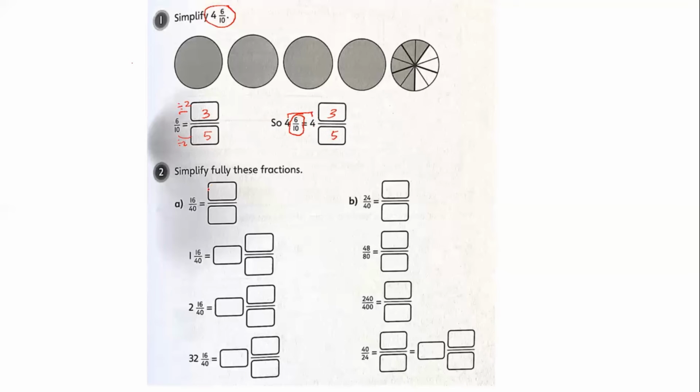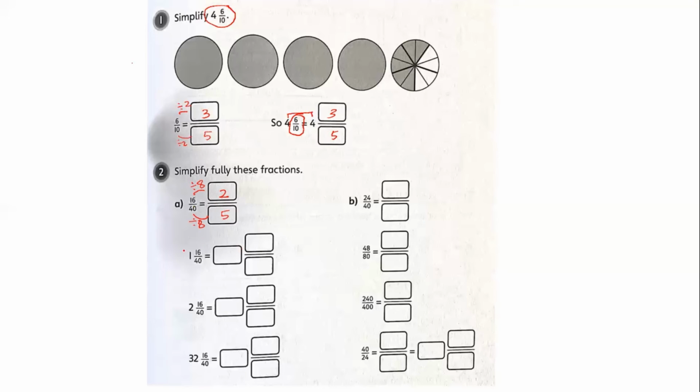Let's see others here. We have 16 over 40. 16 and 40, both numbers can be divided by 8. And then 16 divided by 8 is 2, and then 40 divided by 8 is 5. So the answer is 2 over 5.